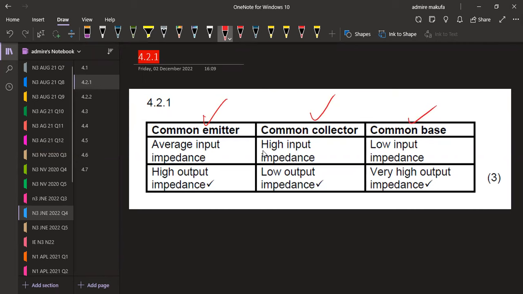What do we have in terms of a common emitter? It has got average input impedance. Then at the output, it has got high output impedance. Dealing with a common collector, we have got a high input impedance, low output impedance. On a common base, low input impedance and a very high output impedance. So this is the comparison, or how you can properly give a comparison between these.